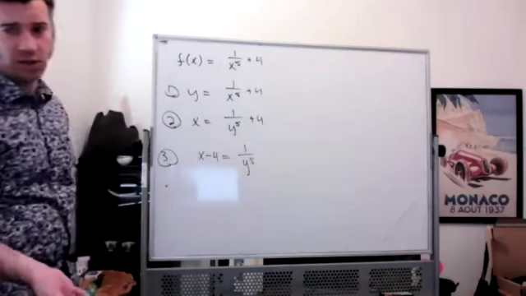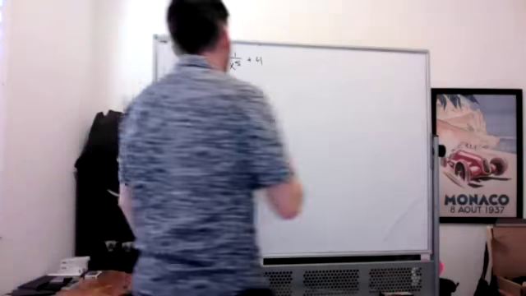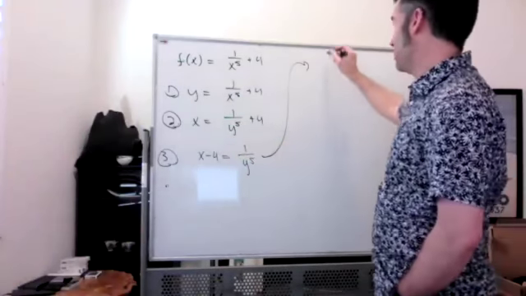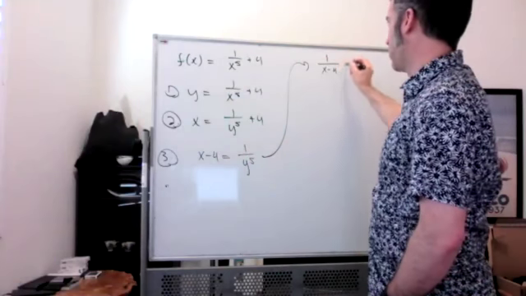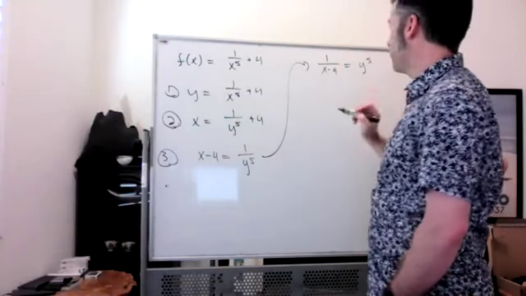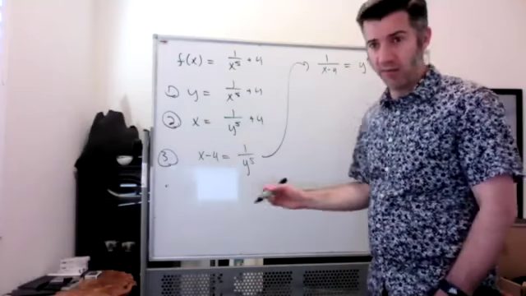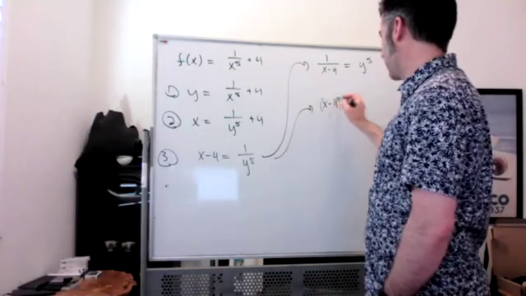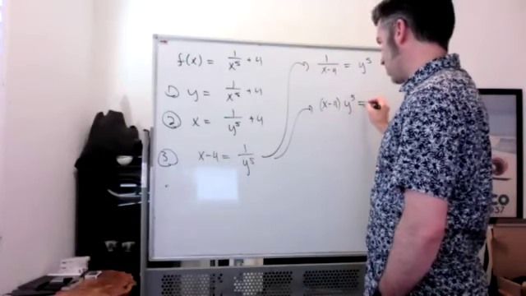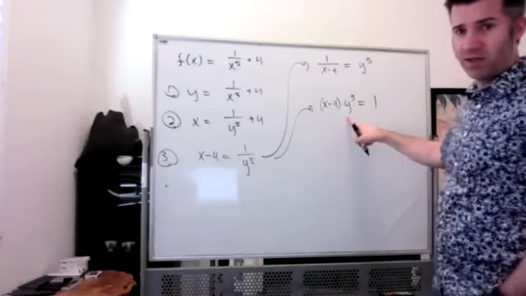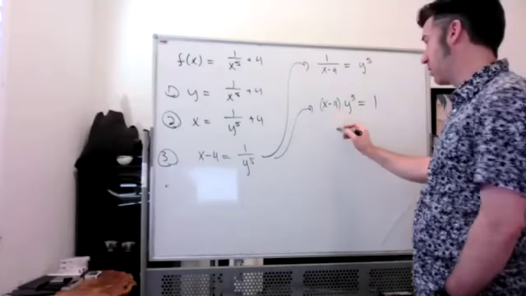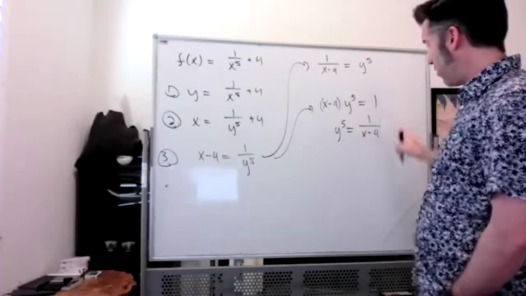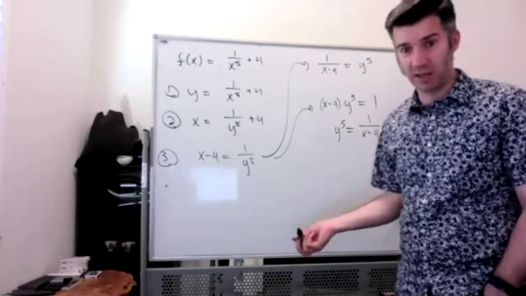And then you can go 2 different ways, which are essentially the same. You could either take the reciprocal of both sides and say 1 over x minus 4 equals y to the 5th. Or you could multiply both sides by y to the 5th. So you could say x minus 4 times y to the 5th equals 1. But then you're going to try and solve for y to the 5th, so you're going to divide by x minus 4. And y to the 5th is going to equal 1 over x minus 4. Either way, you're getting to the same place.